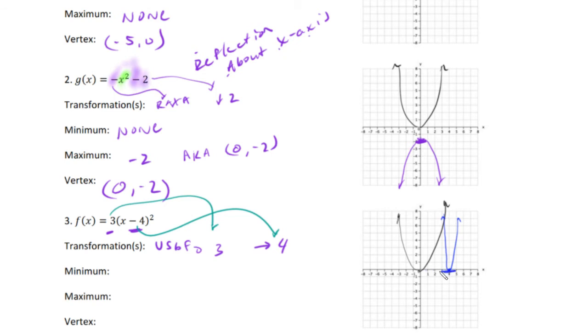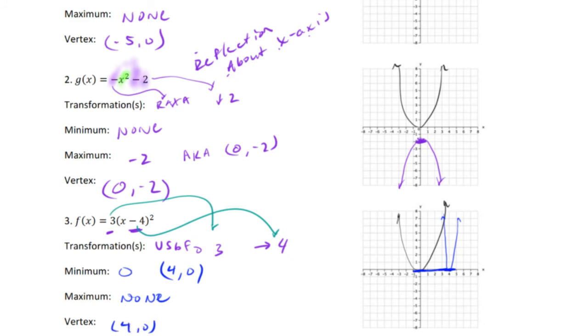The minimum is the lowest value, and that's 0 here, aka 4, 0. The maximum is none, because all parabolas that open up don't have a maximum. And the vertex is this point here, which is 4, 0.